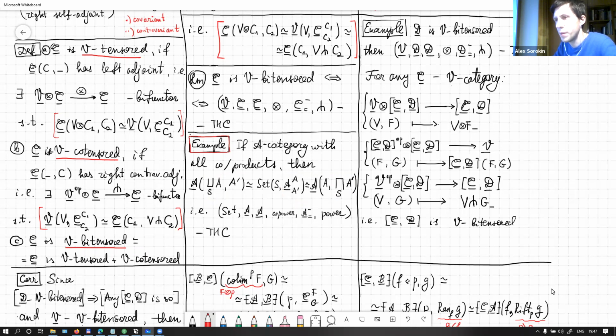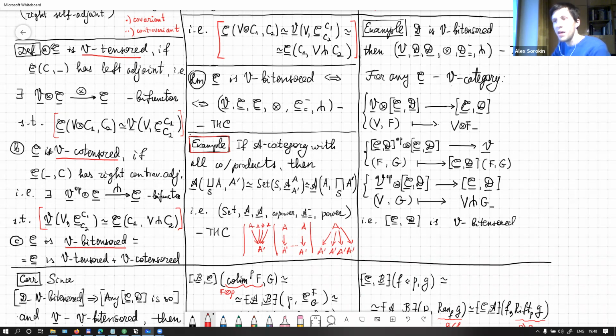The first picture represents this thing. Here is A prime, here is A. The second picture represents a few arrows from A to A prime, and the third represents arrows from one object A to a bunch of A primes. That's it. So the triple isomorphism above is pretty much a tautology.